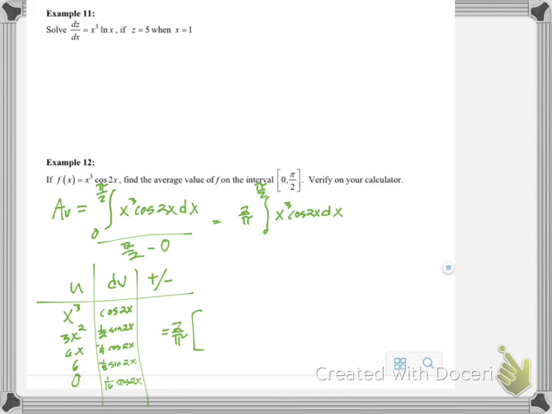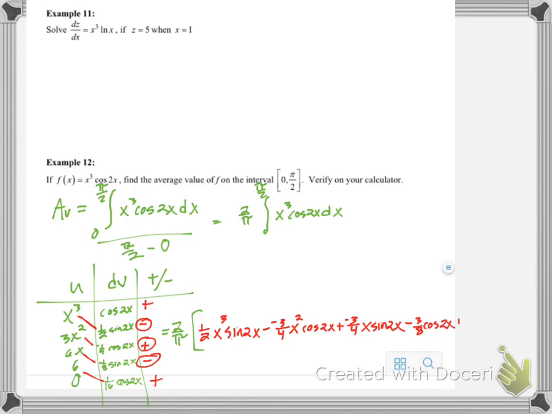Alright, first we get that 2 over pi. And we take our first diagonal product, 1/2 x cubed sine of 2x. Got to throw in those signs so we can do the plus or minuses. So we're going to follow it with a minus. Next diagonal product, follow it with a plus. Next diagonal product, follow it with a minus. So if you need to pause and go back to these, just let me know. Next diagonal product, and follow that one with a plus.